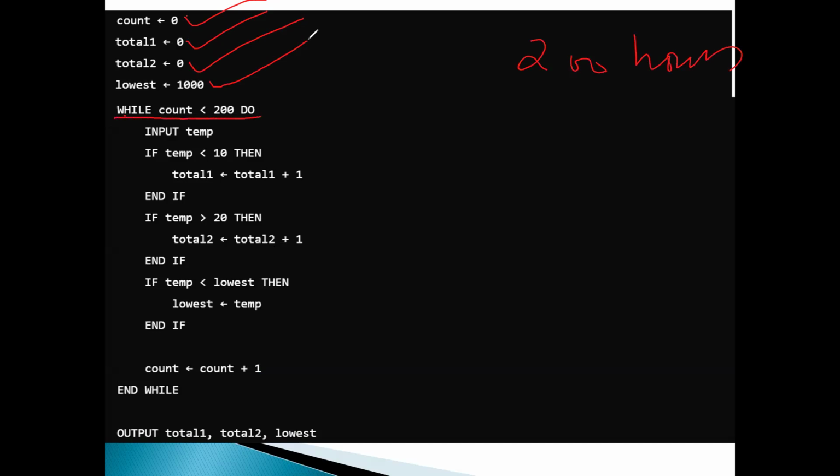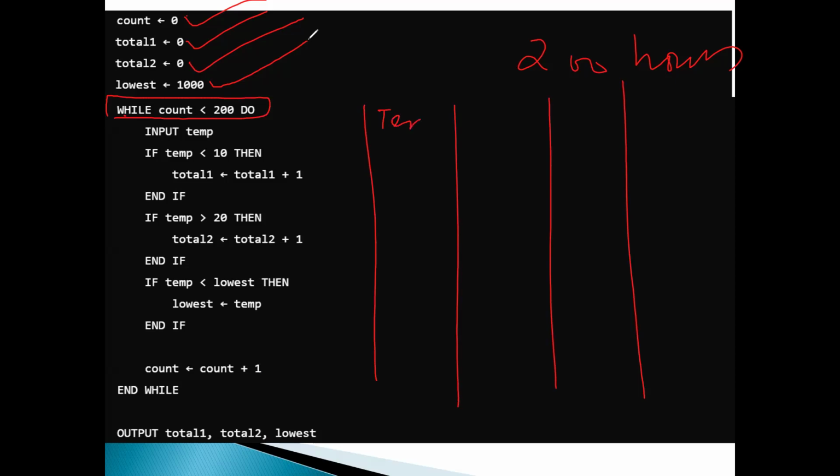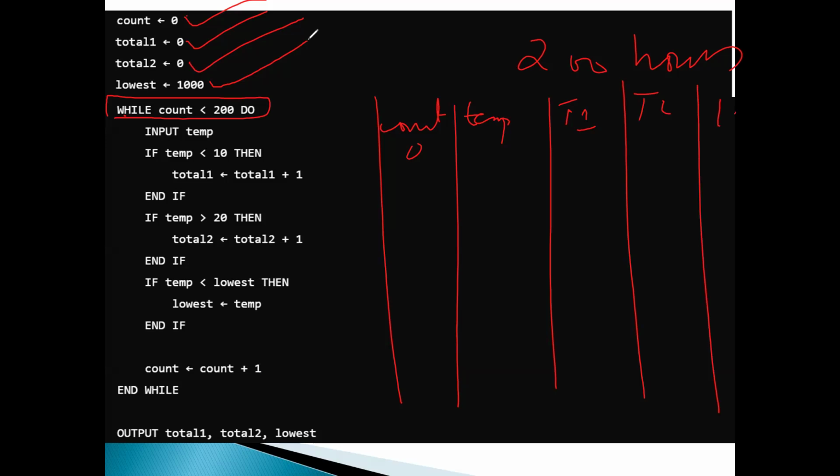So this is the condition for the loop. I will input the value. This is temp. Count, count initial value 0. Temp, I have to give total 1, total 2, and lowest. So total 1 is 0, total 2 is 0, and lowest is 1000. Okay, this is the dry run.